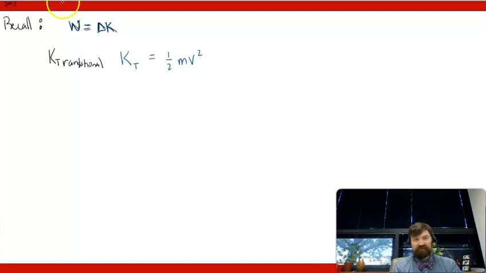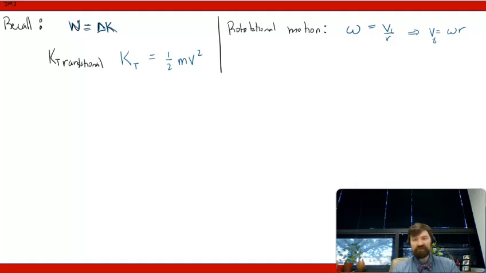Beyond this, we might also recall the conditions for rotational motion. The main things that we want to include here would be the relationship omega equals v over r, or in other words, v is omega r. This v is the tangential speed, so I'm going to use a lowercase t to distinguish it from the uppercase T, translational. Of course, the center of mass speed for a system that's rolling without slipping also looks like omega times r.